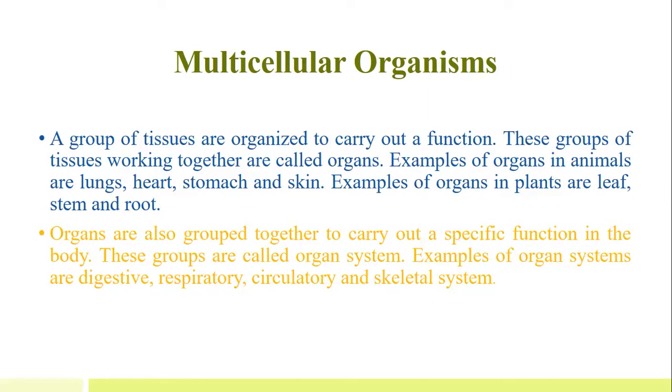Organs are also grouped together to carry out specific functions in the body. These groups are called organ systems, or in some texts, you'll simply see systems. Examples of organ systems are the digestive system, the respiratory system, and we have many others that we can name easily.